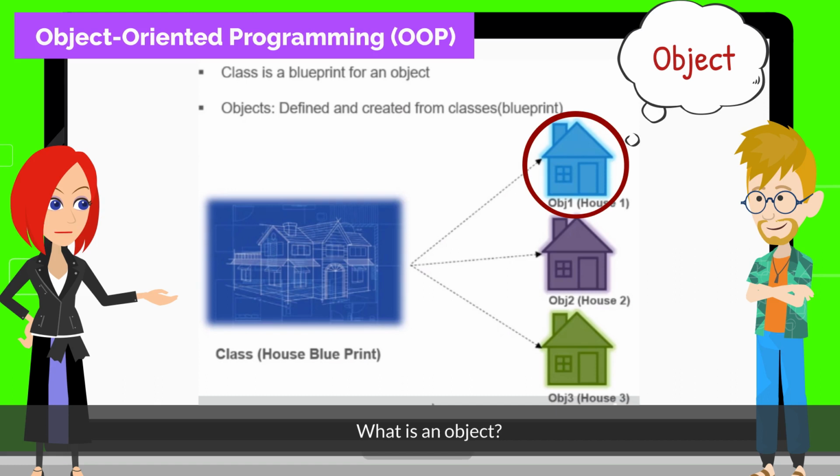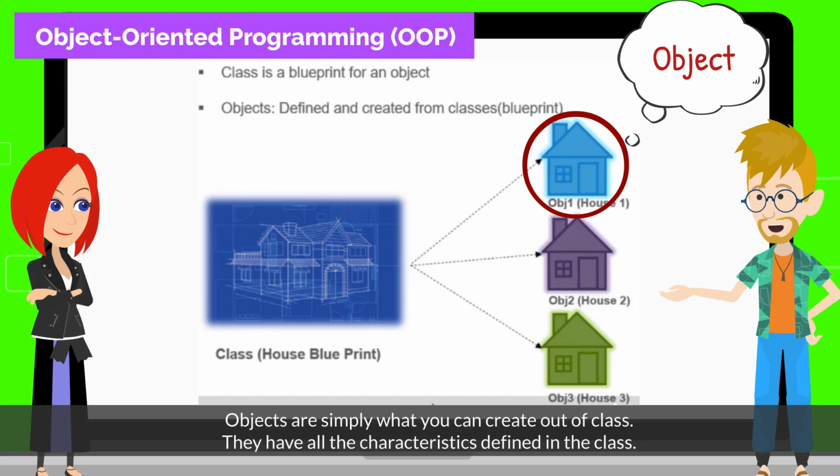What is an object? Objects are simply what you can create out of class. They have all the characteristics defined in the class.